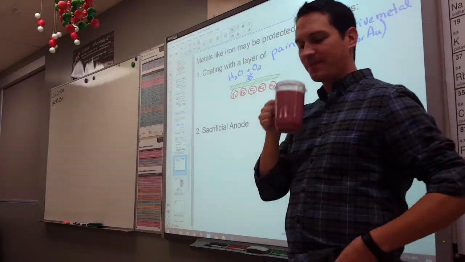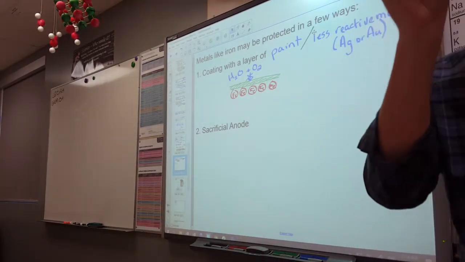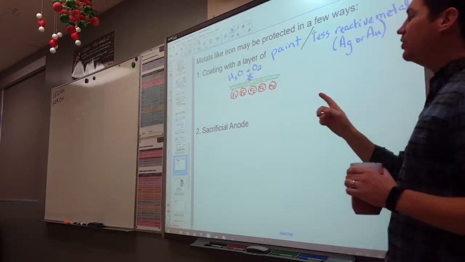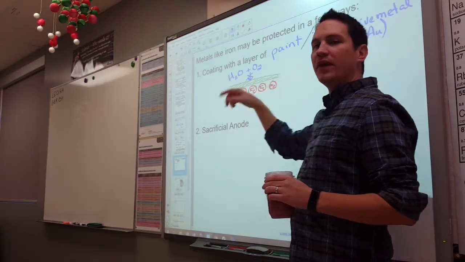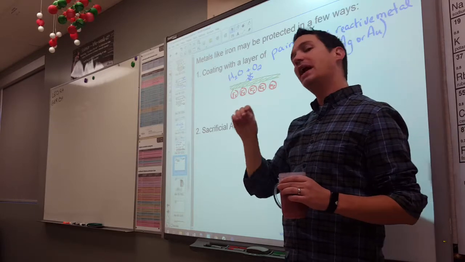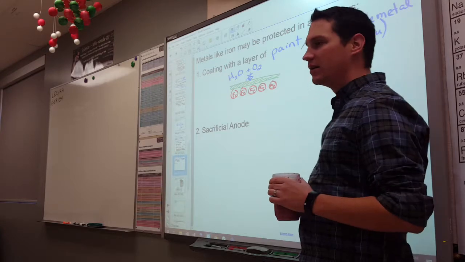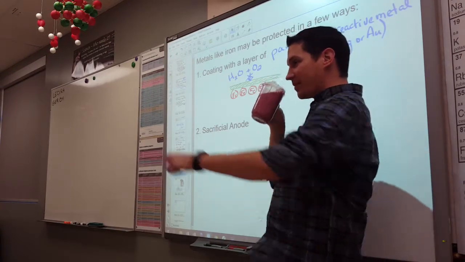Yes, and Jennifer: wouldn't that make it really heavy, too? If you just cover it, yes, it would totally add to the weight of your car. But if you just covered it in a thin sheet of gold, you would prevent the iron from reacting with water and oxygen, and it wouldn't add a ton of weight. I agree it would add weight. Yes, 100%. Jordy. So how does galvanizing work?